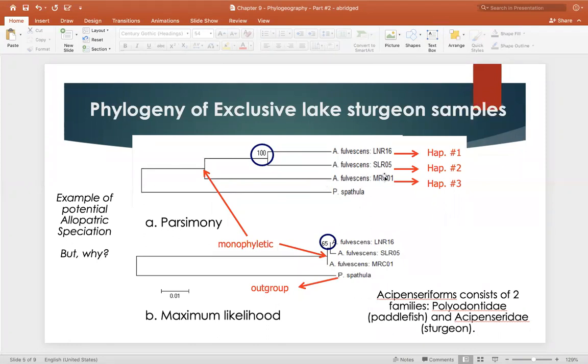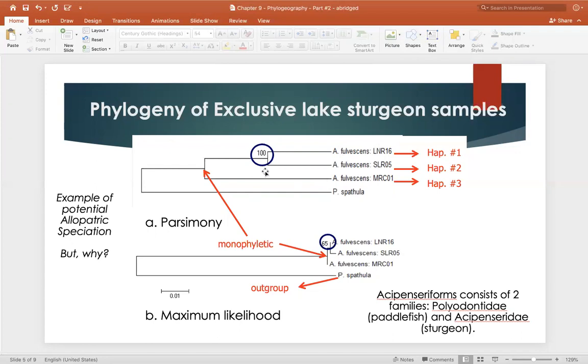We can see that our haplotype number 3 in this example, with MRC01 representing those organisms within the Matmagami River, has been separated out from the samples in the lower Niagara River and the rest of the Great Lakes Basin, as well as the St. Lawrence River, creating a sister taxa in their own monophyletic clade.